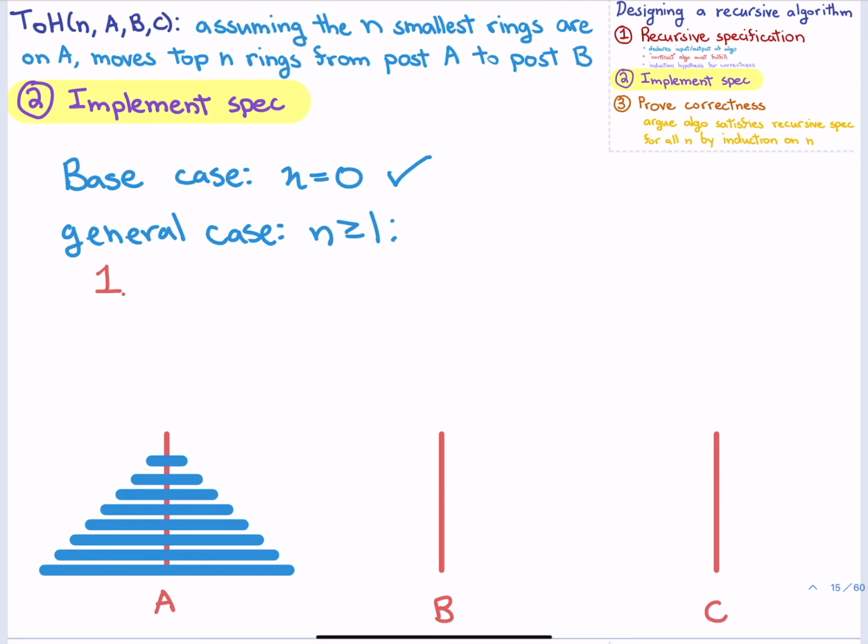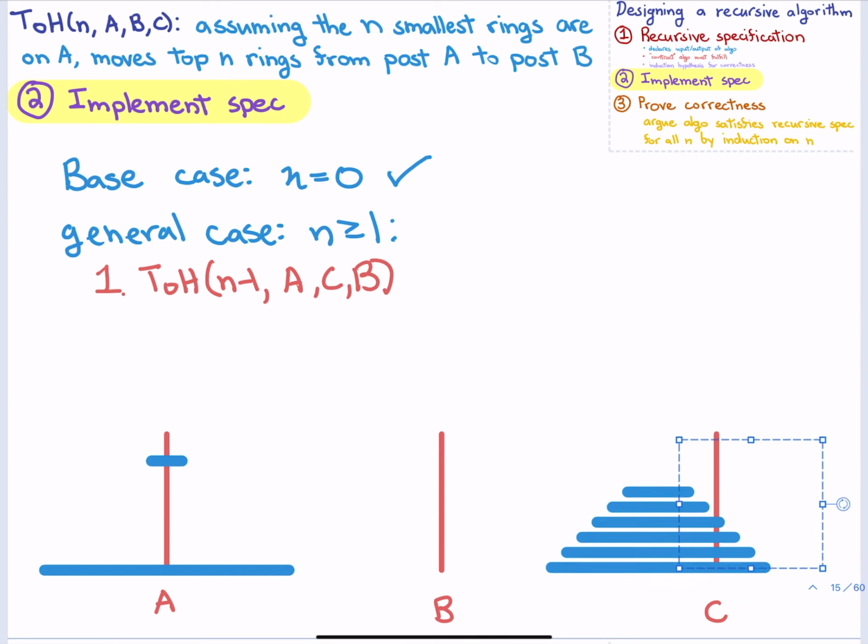All right, so I want to move n minus 1 rings. You can call it in a recursive manner. Okay, so recursive, TOH. What are my arguments? It would be n minus 1 rings moving from the initial stack, which is A, to C, the intermediate post, and the final one would be B. Great. Step one, we recursively move n minus 1 rings to C.